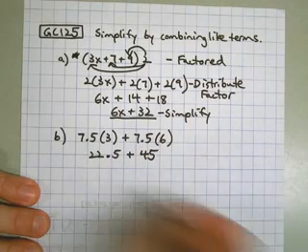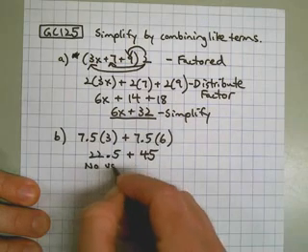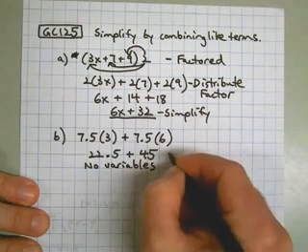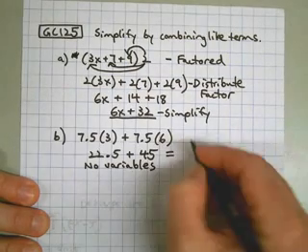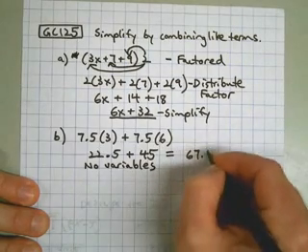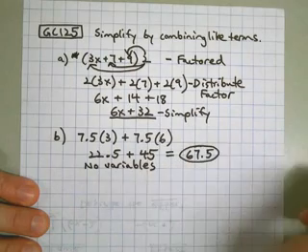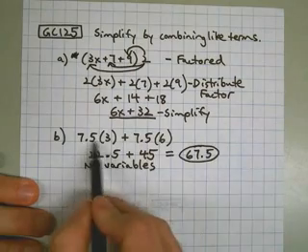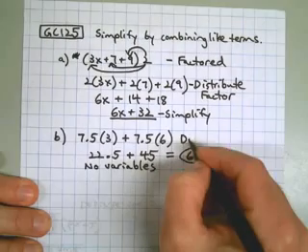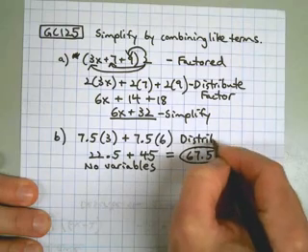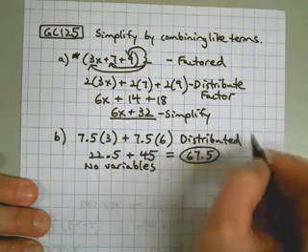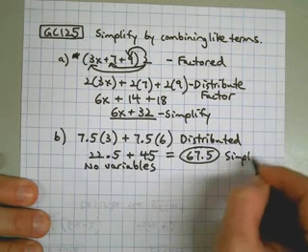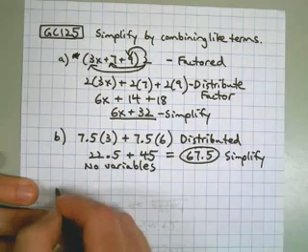Since I have no variables here, that means I can just add these numbers together and actually get an answer, and we always like that. 67 and 5/10. This one was a little easier for 2 reasons. One, it's already in distributed form, right? We didn't have to change it from factored form. This is already distributed, and simplified is nice here. We just have a number. Part C.